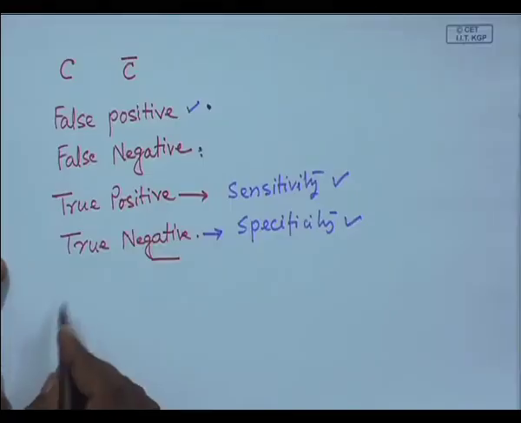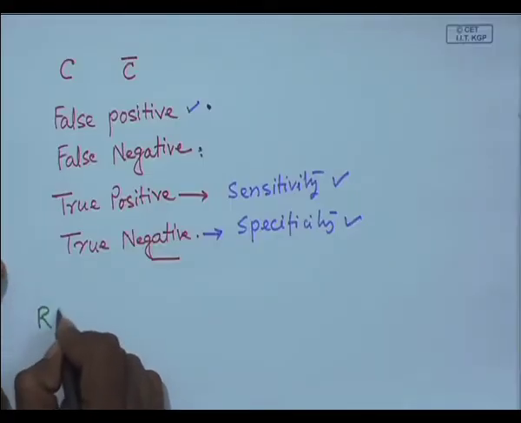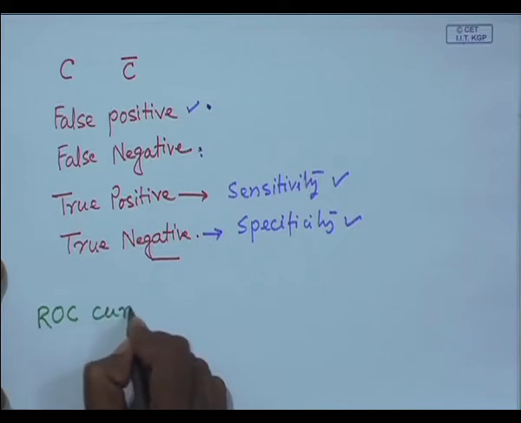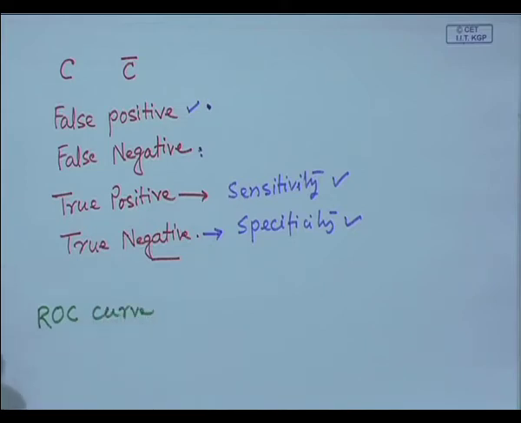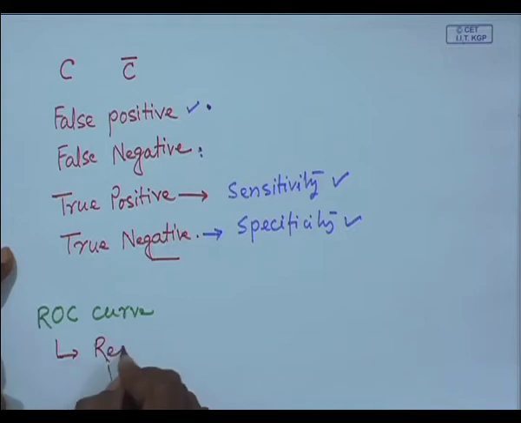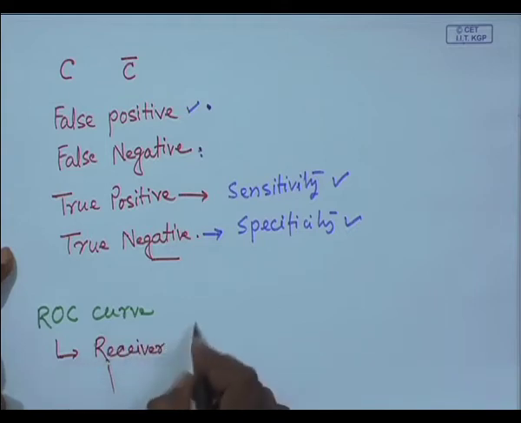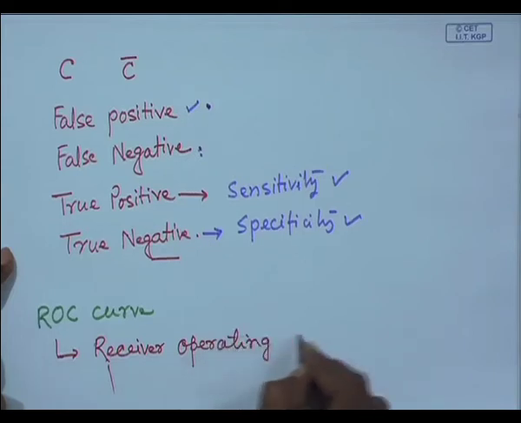And the situation of best trade-off is actually described by a curve which is called a characteristic curve, also known as the ROC curve. And this ROC actually represents receiver operating characteristic curve.